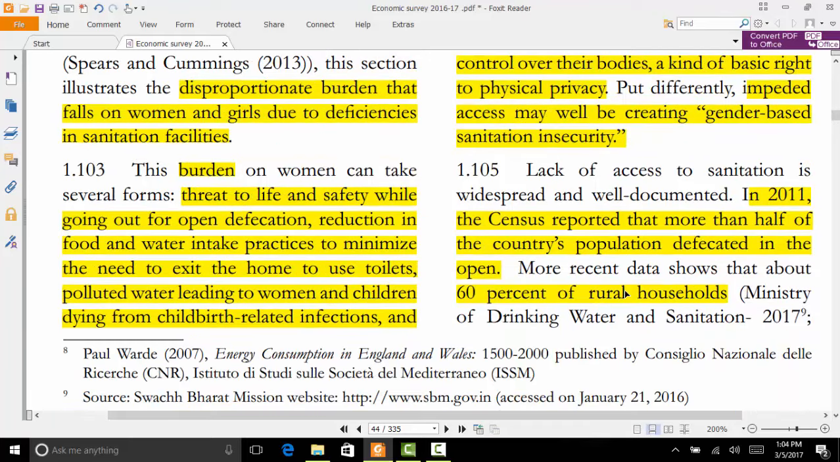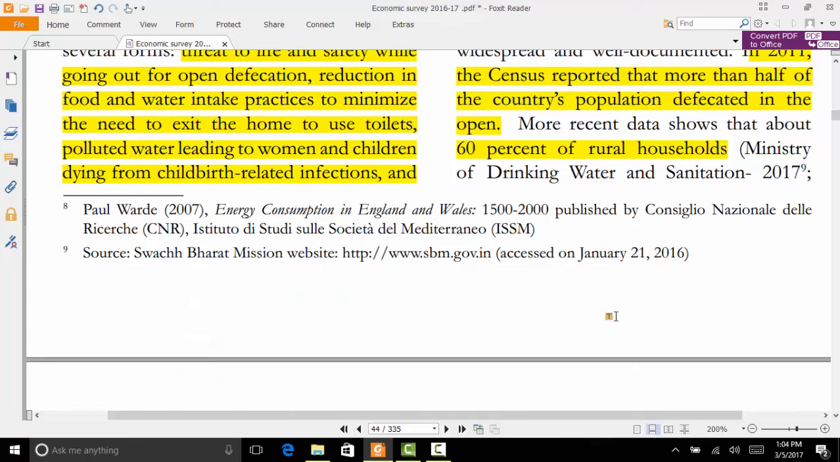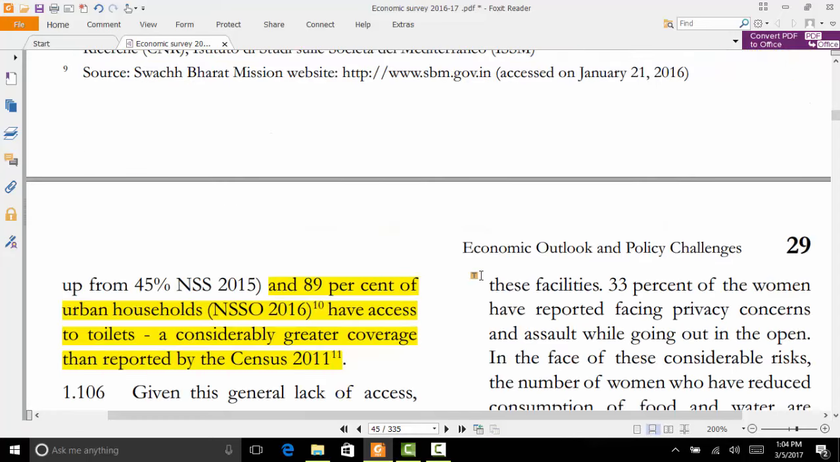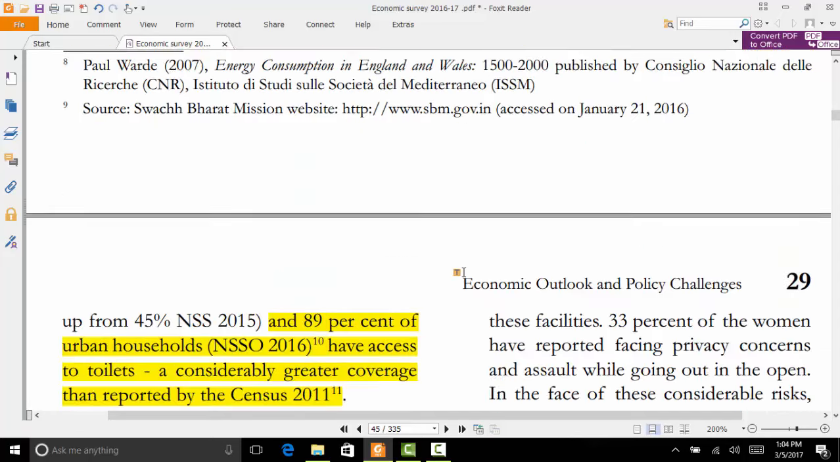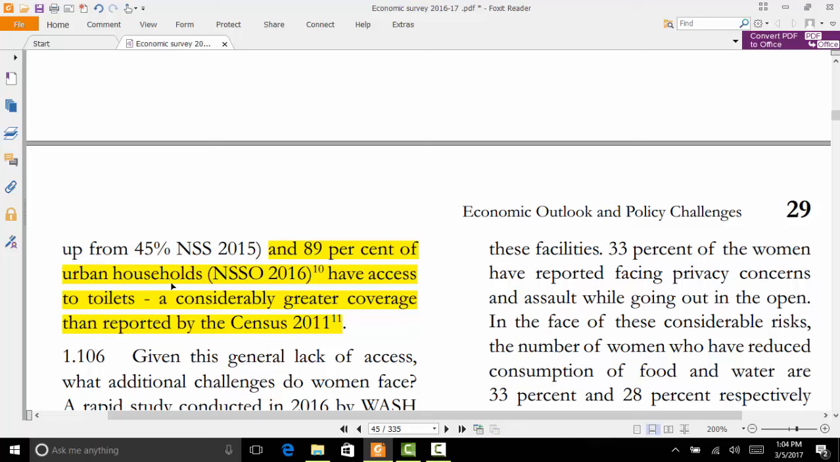In the next one, in 2011, the census reported that more than half of the country's population defecated in open. Now remember this data, very important data. So 2011 census, it said what? More than 50% of country's population defecated in open. But now recent survey shows that about 60% of rural households, what this survey is? Ministry of Drinking Water and Sanitation 2017. And 89% of urban households, this is NSSO data 2016, have access to toilets.